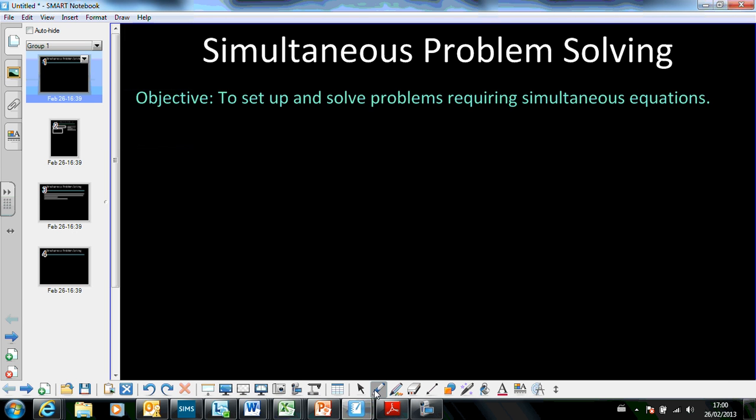Okay, welcome back. Today's lesson is on simultaneous problem solving, that is, solving word problems that end up in simultaneous equations. So it's not new maths. We've seen how to set up an equation before, and our last lesson was on solving simultaneous equations. So we're just going to put those two things together and practice both skills together.